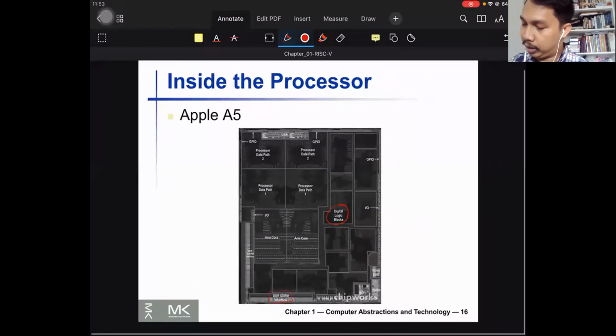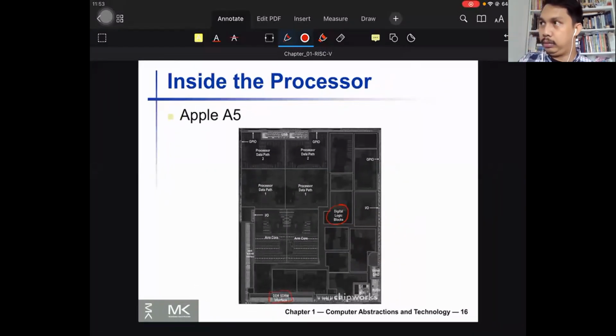When did this first appear? The Apple A5. I think it's one of the earliest, not the very first, but the first iPad mini used the A5 as its processor.